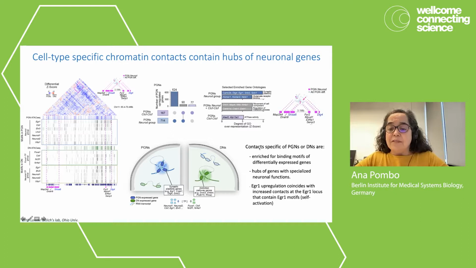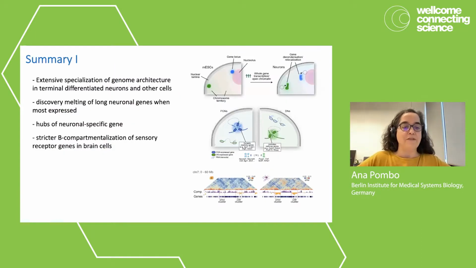And so the contacts specific to PGNs are enriched for binding sites for differentially expressed genes. These hubs have genes with specialized neuronal functions, and just an anecdote that, for example, EGR1 upregulation in the PGNs coincides with increased contacts of the EGR1 locus itself, which contains EGR1 motifs, suggesting also events of self-activation.